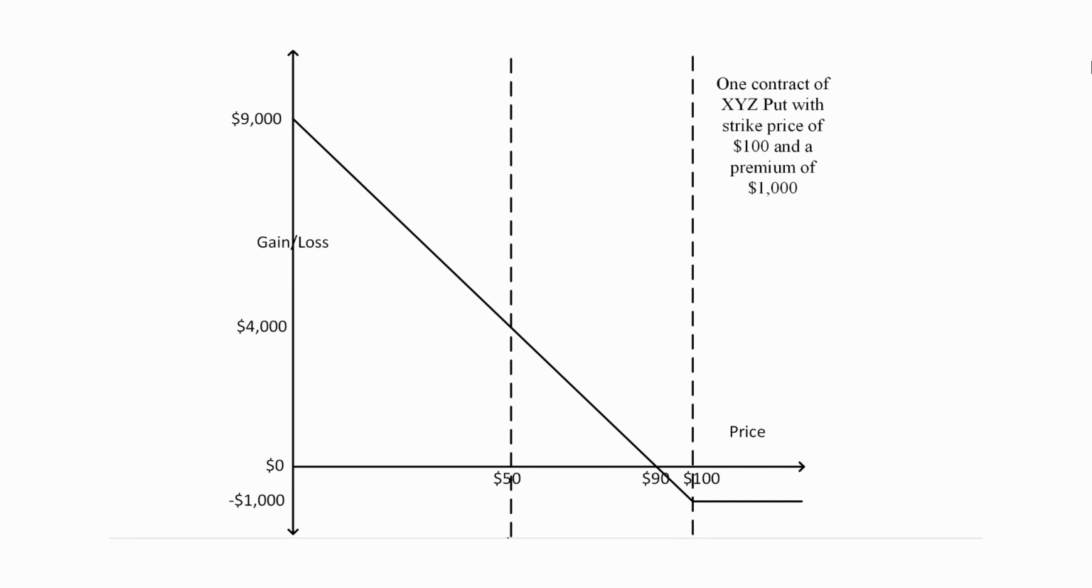If the price of XYZ further decreases to $50 a share at expiration, then the value of the put option increases to $5,000 and the put holder achieves a net gain of $4,000 after taking into account the $1,000 premium. The maximum value of the put option is $10,000 if the value of XYZ reaches 0 at expiration. This means that the maximum gain for the put holder is $9,000 after taking into account the $1,000 premium.